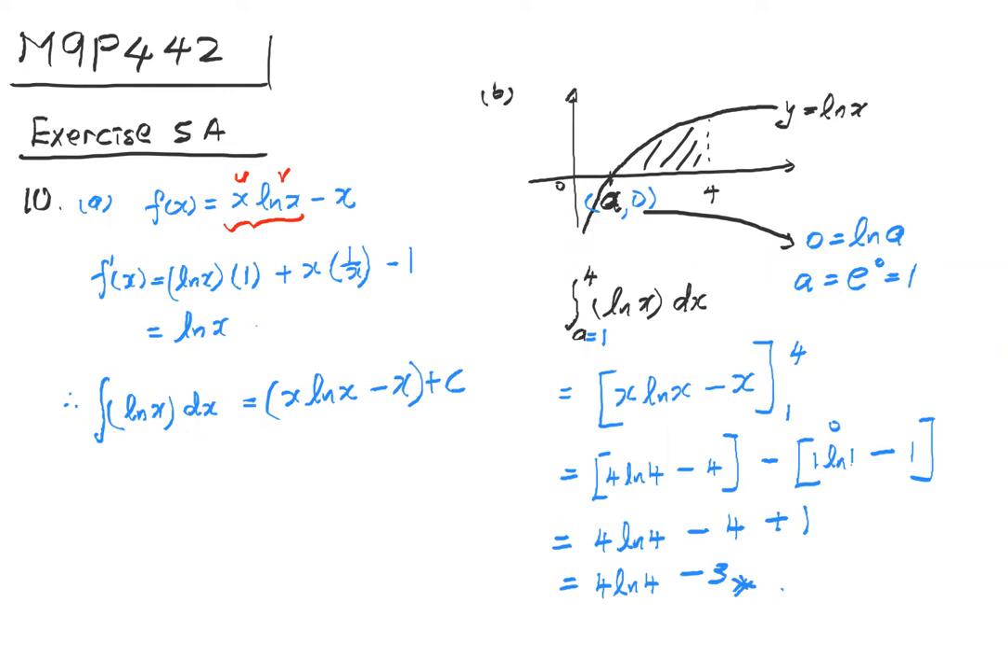So if the question didn't ask for exact value, correct? When you substitute until this stage, correct? You can just use your calculator FNINT and you get the answer. It will be in decimal. Are you clear? Okay, now.